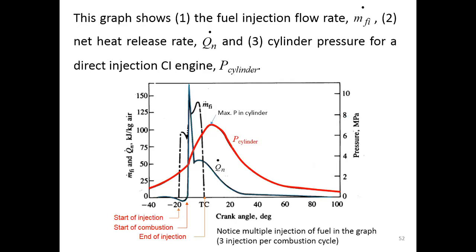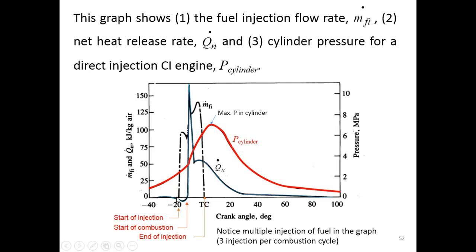Okay, and this graph shows you three main parameters that happen in the combustion of the CI engine. The first one is the fuel injection flow rate, represented by this dotted line here. And you see the net heat release rate, represented by this dark black line here. And the last one is the cylinder pressure, represented by the red color here.